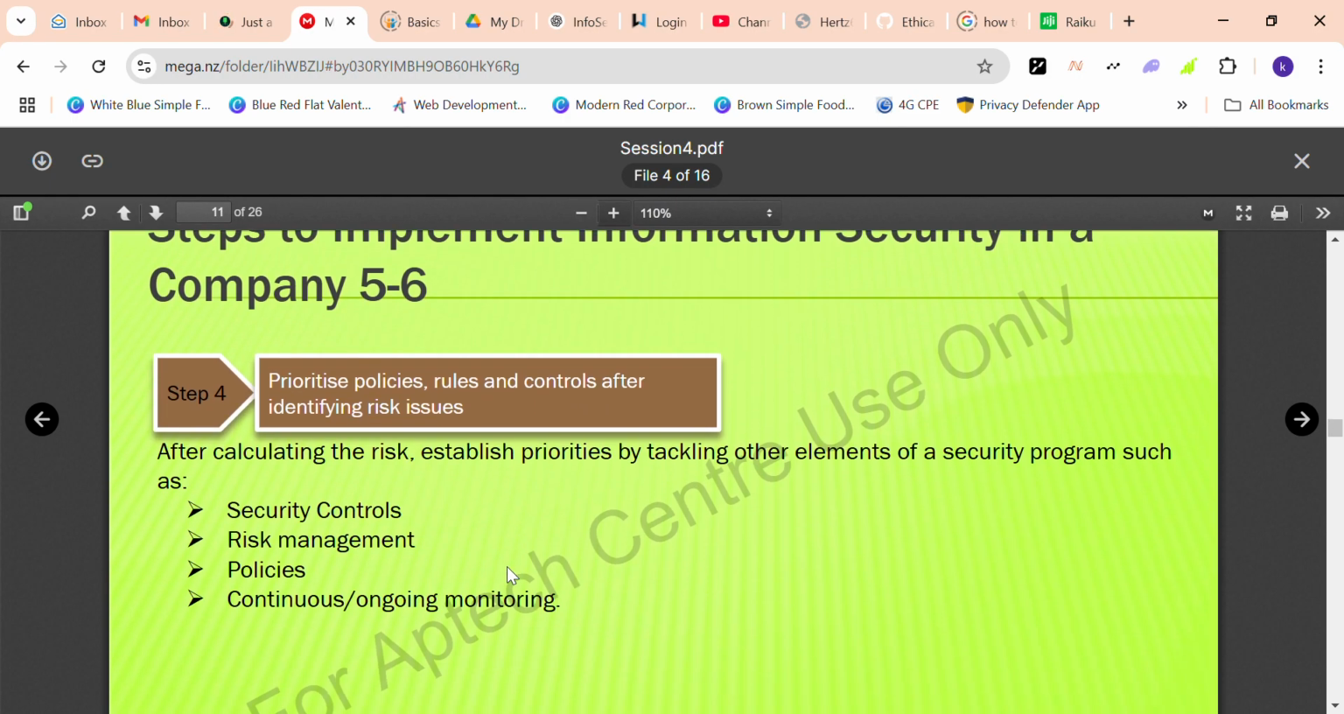Number 4, prioritize policy, rules and control after identifying your risk issue. After calculating the risk, establish priorities by tackling other elements of a security program such as security control, risk management, policy, and continuous and ongoing monitoring of such risks or threats.